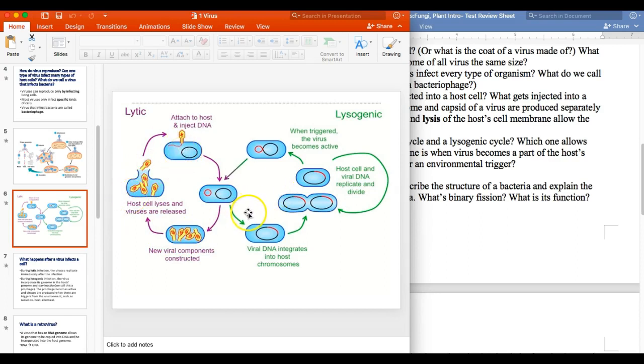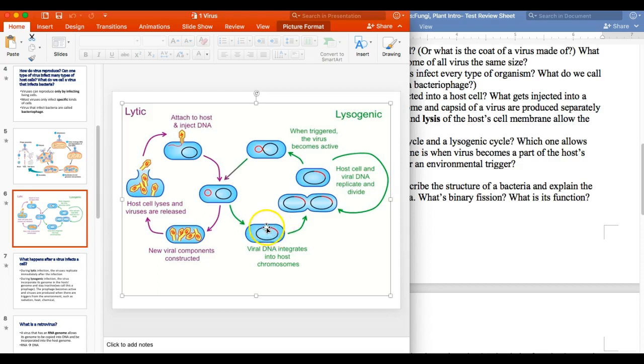However, for certain viruses, instead of only going through the lytic cycle, it can go through the lysogenic cycle. How that works is after the viral genome gets into the cell, it becomes a part of the host genome. As you can see over here, they became one part together.